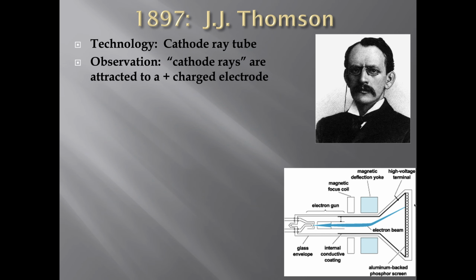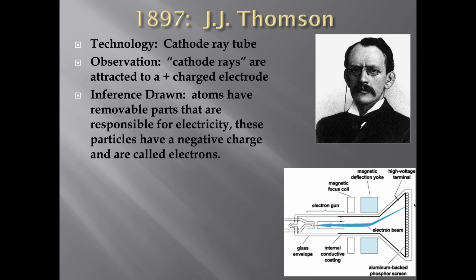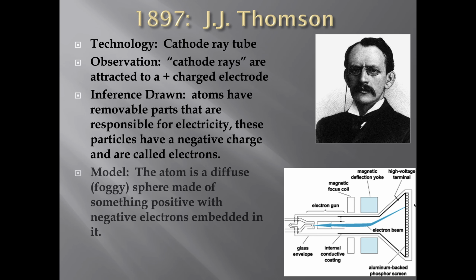Because this electricity has to come from somewhere, this fundamental particle, the electron, must be part of the atom, which means atoms are not indivisible. They have parts that you can remove, these parts called electrons. Now, they knew that atoms themselves have no electric charge, so if electrons are negative, then whatever the rest of the atom is made of must be positively charged.